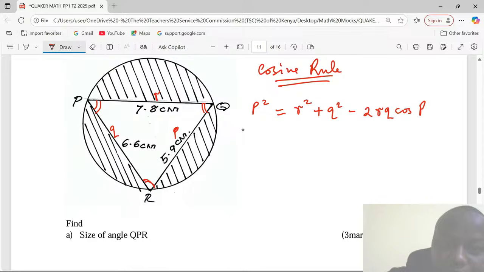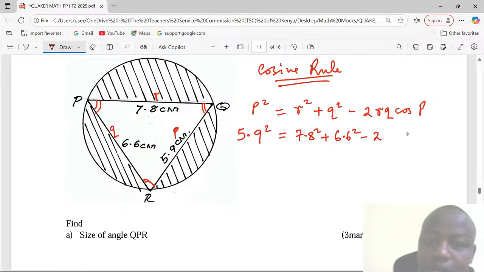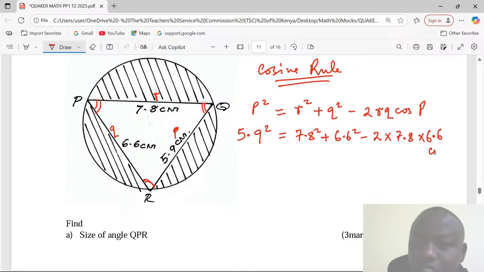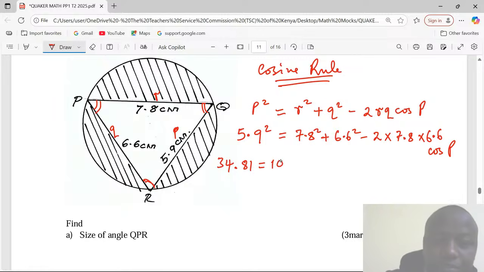So we say the length p, which is 5.9 squared, equals r squared, 7.8 squared, plus 6.6 squared, minus 2 multiplied by 7.8 multiplied by 6.6, times cosine of P. So that's a product times cosine of P. Now we can work out 5.9 squared, which is 34.81, equals 7.8 squared plus 6.6 squared. This gives us 104.4 minus 2 multiplied by 7.8 multiplied by 6.6, so minus 102.96 cosine of P.